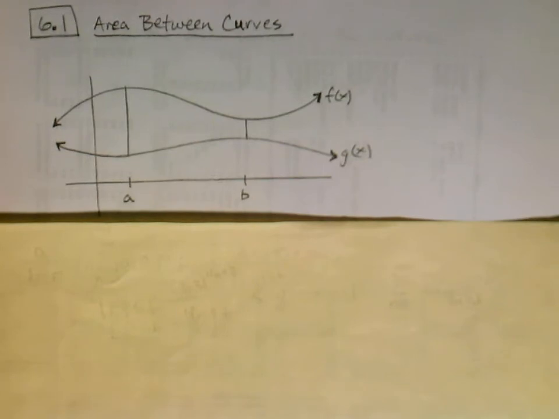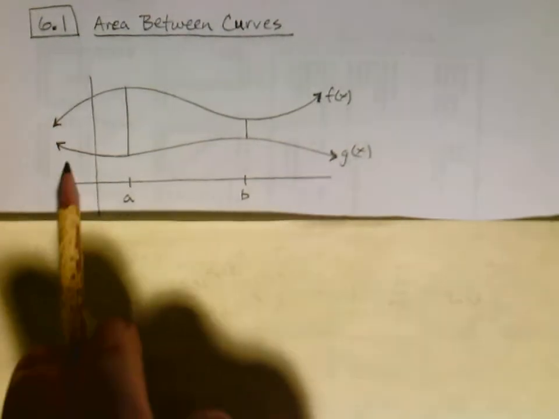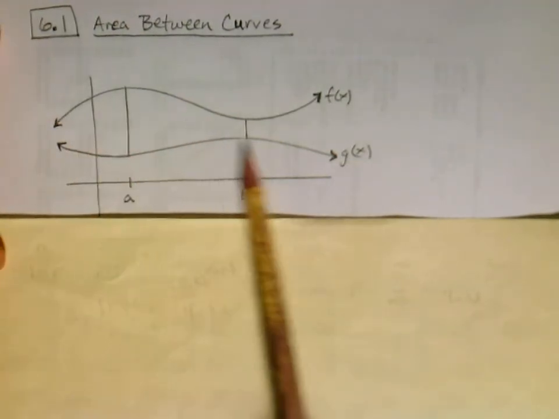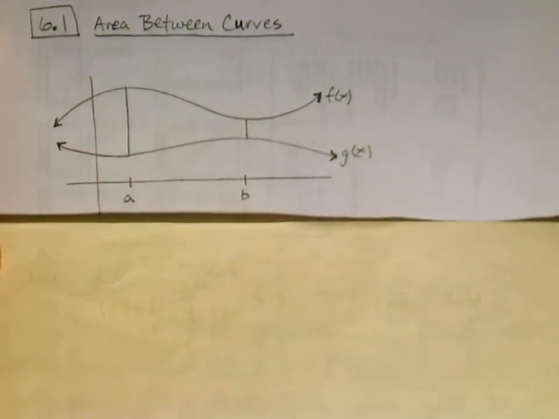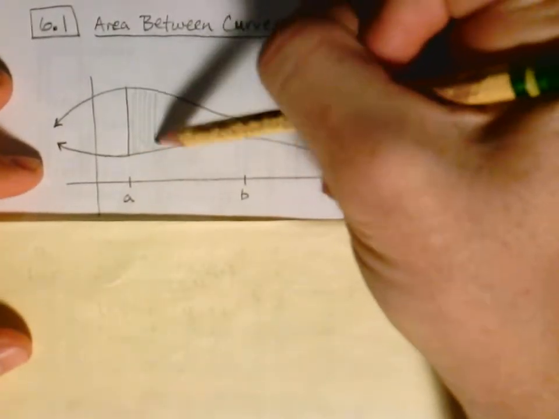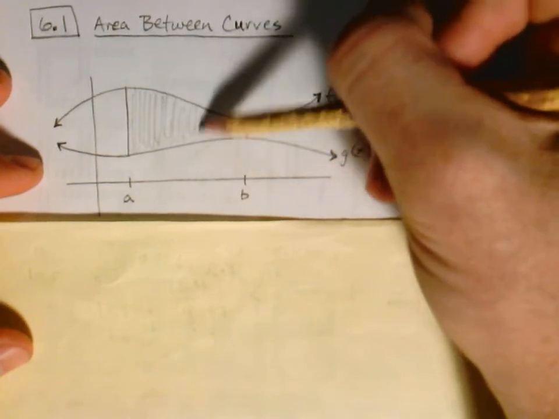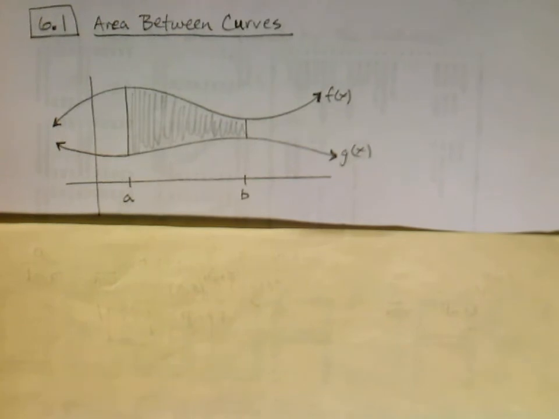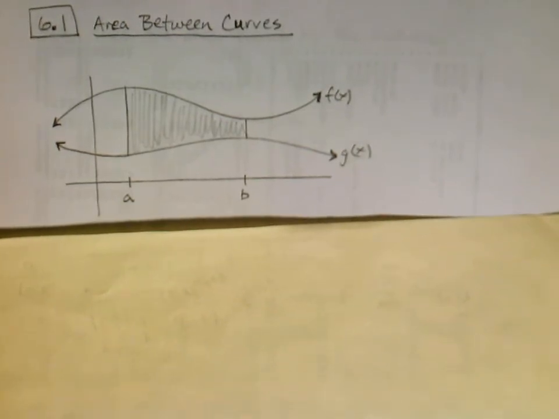Okay, so 6.1 is the area between curves. Here's what we're going to do. Imagine you have two functions. You've got, apologize for the shadows, f of x and you've got g of x maybe going underneath it, and we only want to find the area in between. Very, very common, a lot of applications here. Only the area between the functions. Okay, well, how are we going to do that?